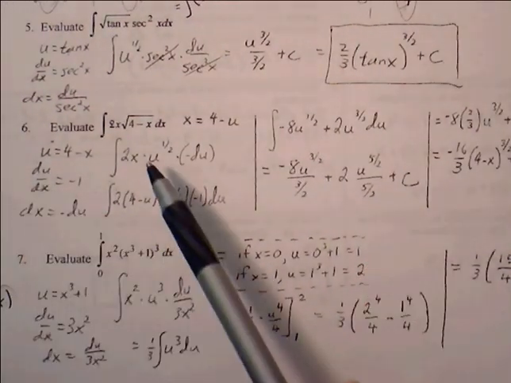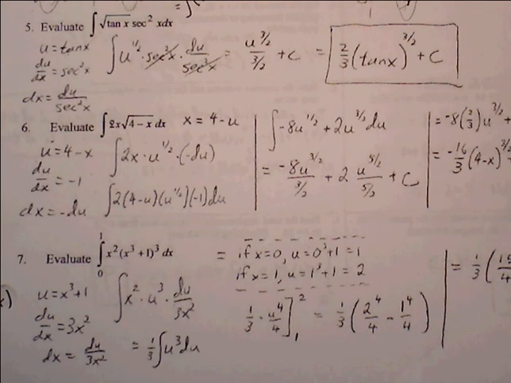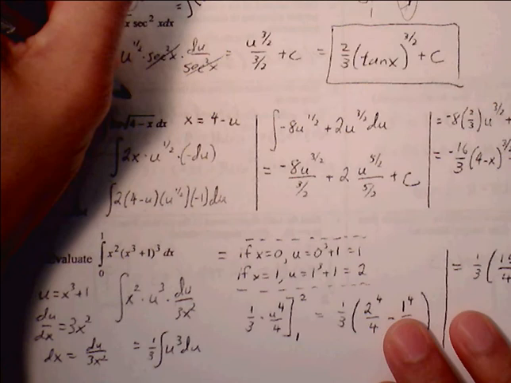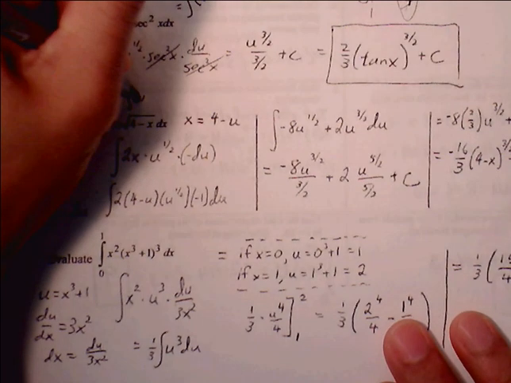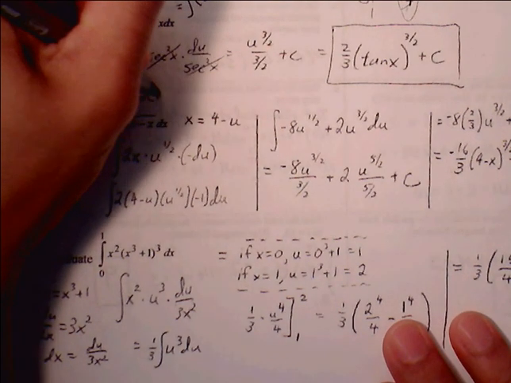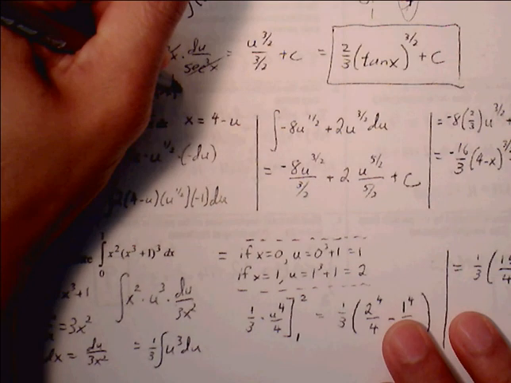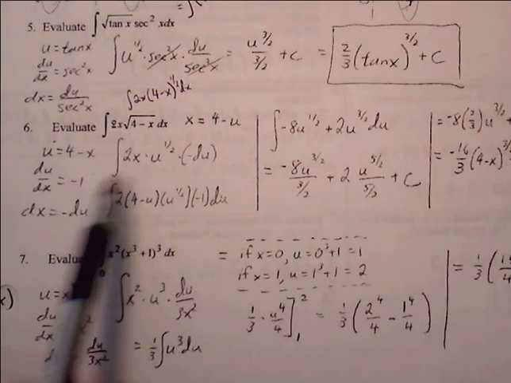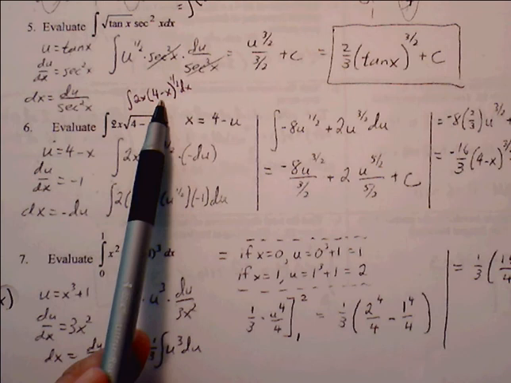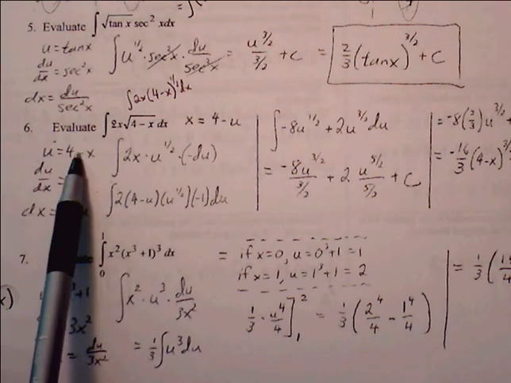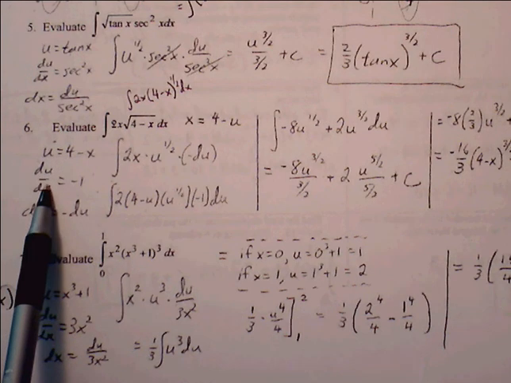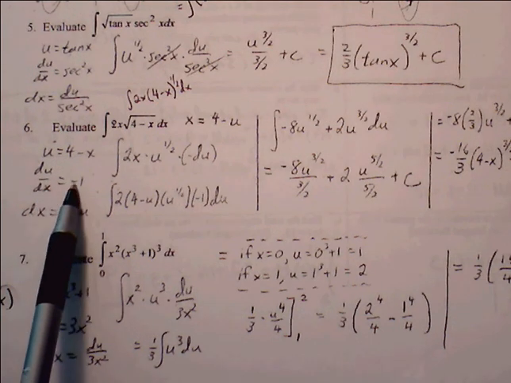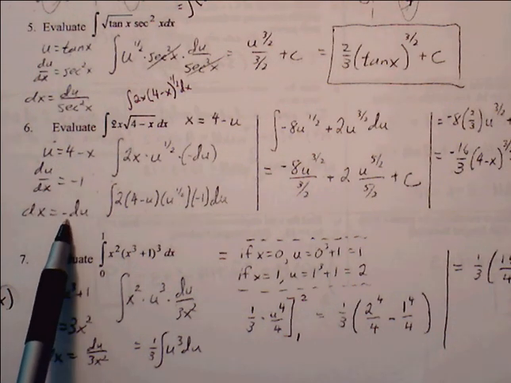All right, number 6, we have the integral of 2x square root of 4 minus x. If we rewrite this using parentheses, I get the integral of 2x times 4 minus x to the 1/2 dx. So we'll let the 4 minus x be the first guess as the u value. So we'll let the u value be 4 minus x. The derivative of u with respect to x is negative 1. So dx equals negative du.